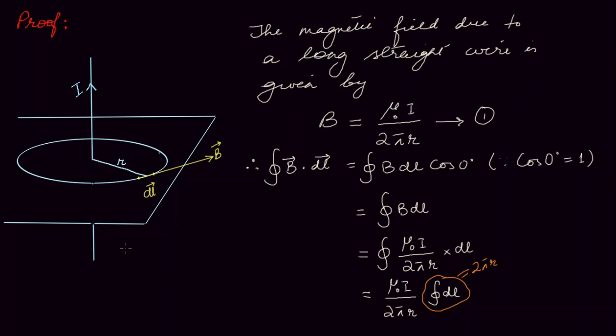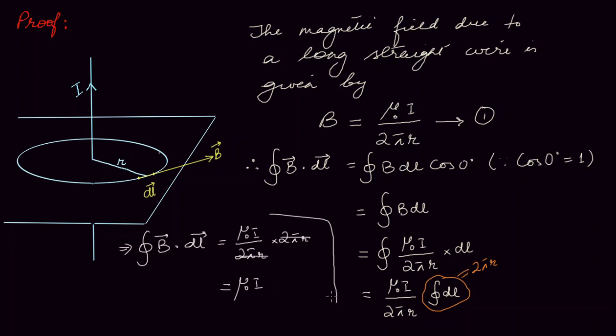Okay, so let me write here. This implies B dot dl is equal to mu naught I by 2 pi r into 2 pi r. So this 2 pi r and 2 pi r will cancel. You get mu naught times I. Proved. A very important law, and also the proof of this is very important.